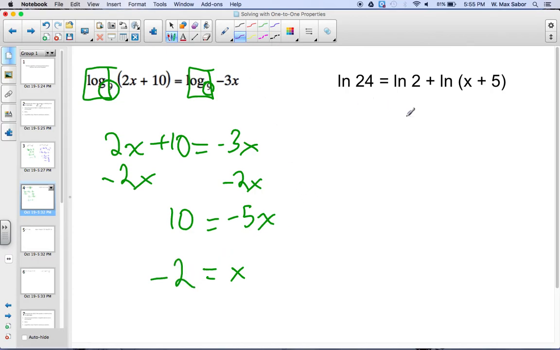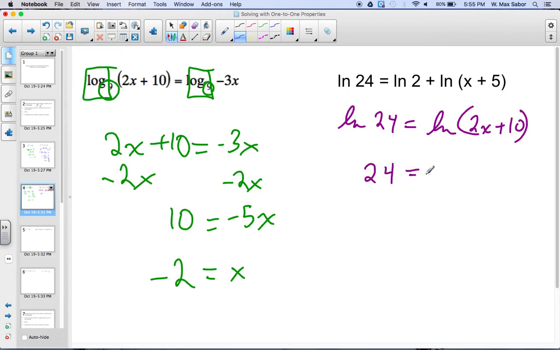Sometimes it's not already in that form. So now we have natural log of 24 equals this, we combine with the product property, the natural log of 2x plus 10. Now we can exponentiate both sides, which by the one-to-one property gives us 24 equals 2x plus 10, 14 equals 2x, and x equals 7.